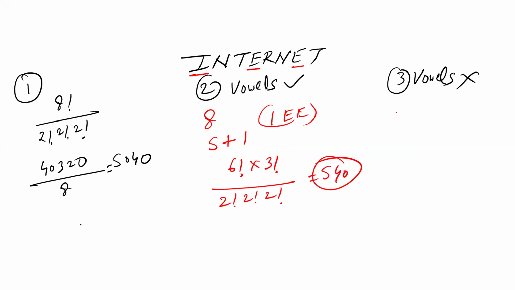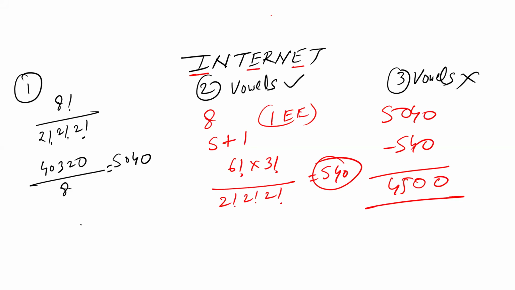Third answer, vowels not together. 5040 minus 540. Here, guys, all of you got this answer solved. Shall we move to the questions now? So arrangement of letters, three concepts clear now.